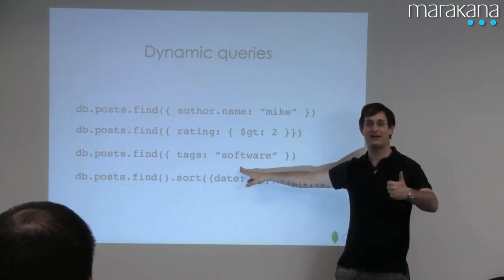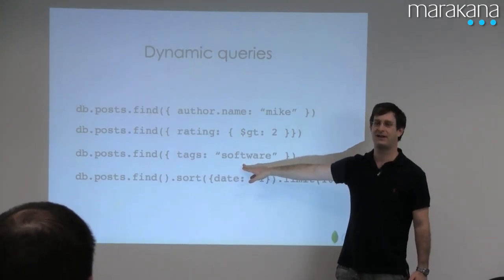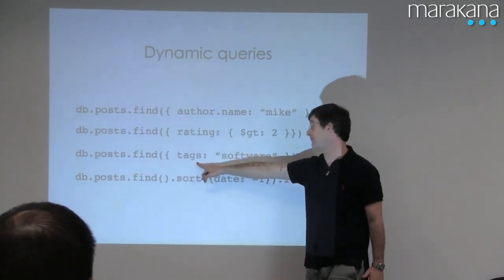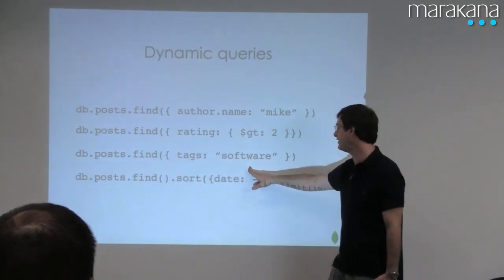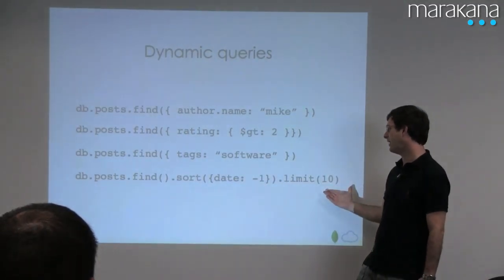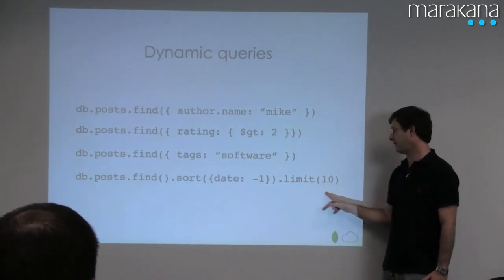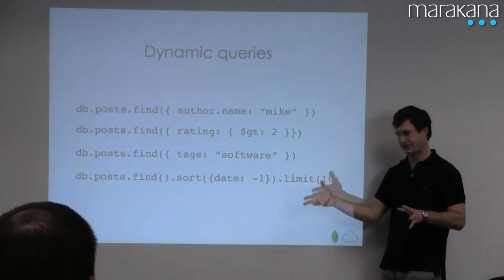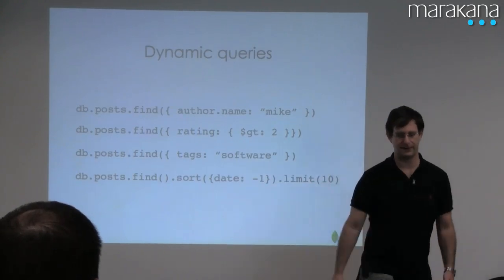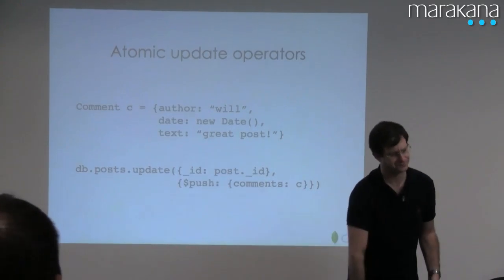Remember that tags was not just a primitive, tags was an array. But you can say things like, I want to find all posts that have software as one of the tags. And it's smart enough to know that tags is not a scalar, that tags is an array, and to do the right thing. Here's an example of finding the most recent 10 posts. So they have a built-in idea of limiting and skipping, helps with pagination, helps with stuff like that. You can do sort order, all that kind of good stuff. There's obviously much more than this, but I'm just kind of giving you a flavor and a taste of it.